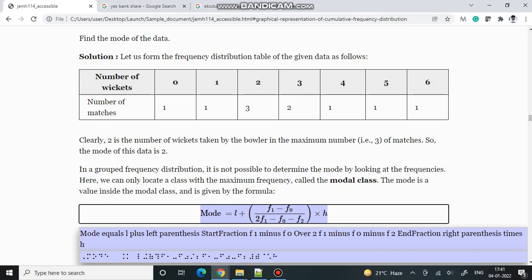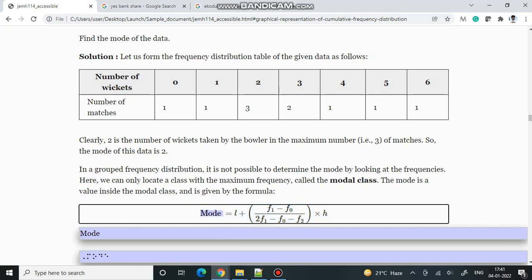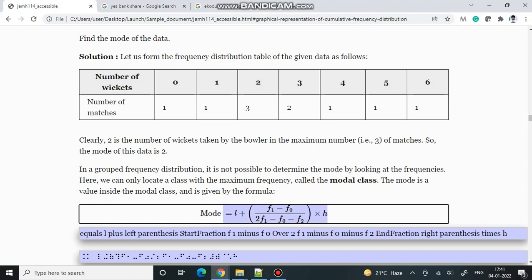Now if I want to read the right hand side of the equation, I'll press the down arrow. It said "mode." Now if I press the right arrow, "equals L plus left parenthesis start fraction F1 minus F0 over 2 F1 minus F0 minus F2 end fraction right parenthesis times H." So it read the right side of the equation.